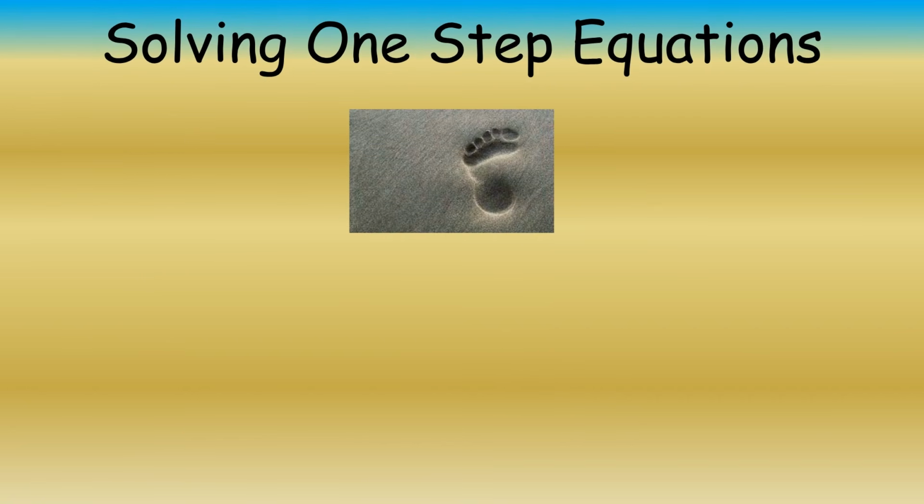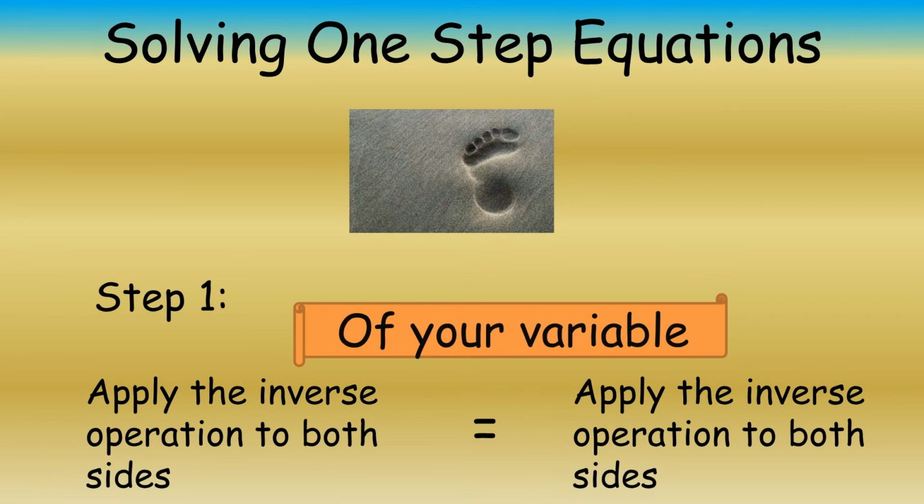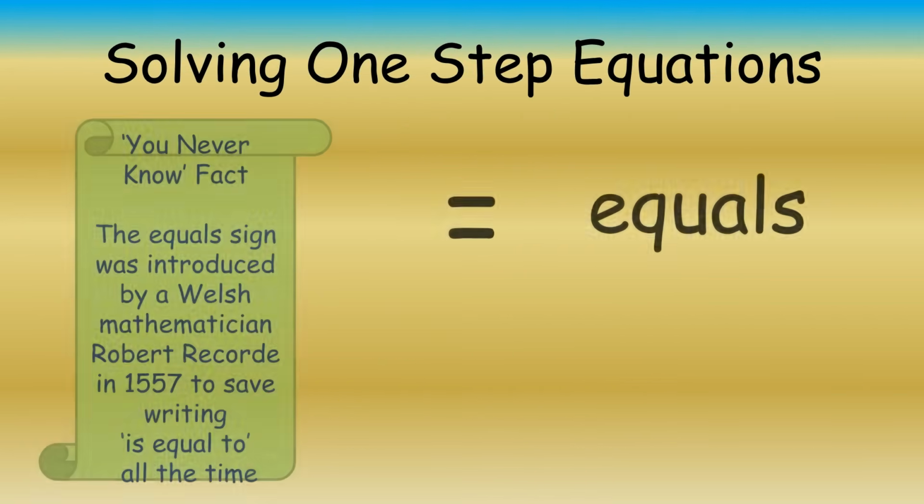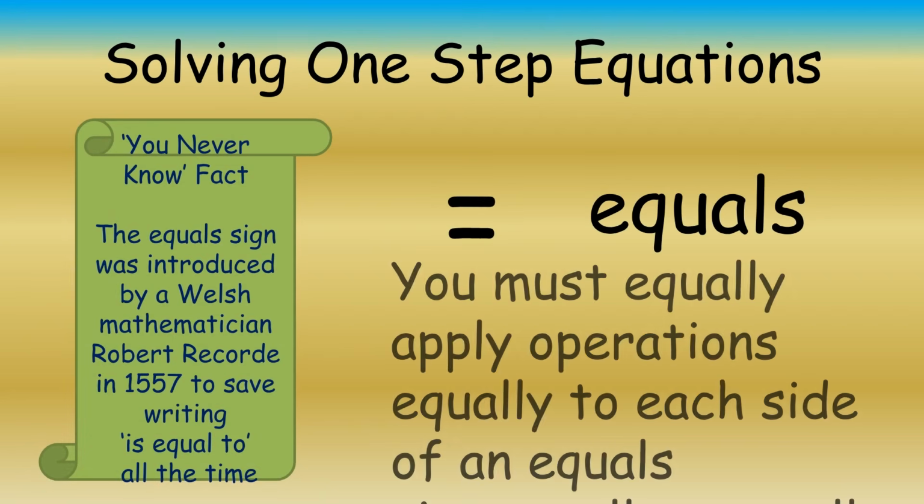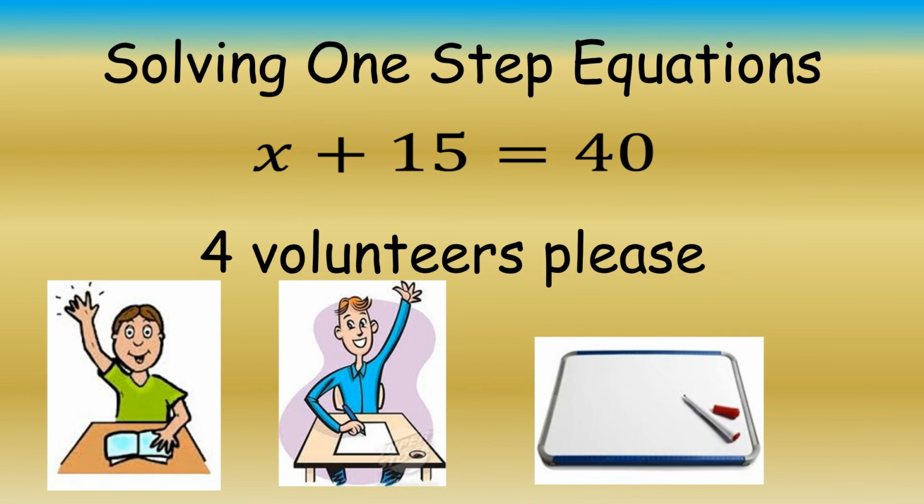When solving one-step equations, remember the step is to apply the inverse operation to both sides of the equation to isolate the variable. The equal sign means that the expressions on both sides are equivalent. Therefore, you must apply operations equally to each side of the equal sign.